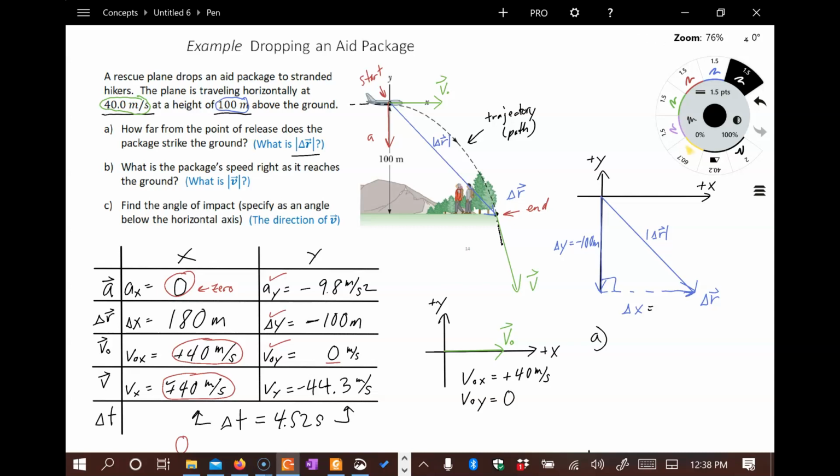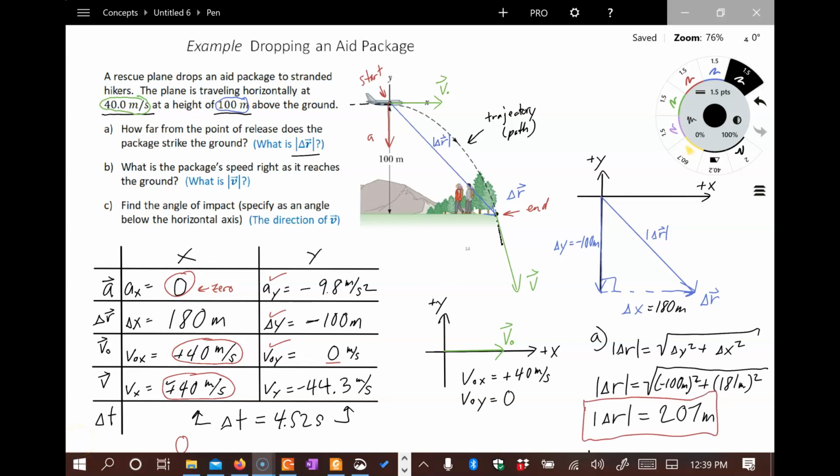We know now that delta x is equal to 180 meters. We want to get the magnitude, so delta r is equal to the Pythagorean theorem of delta y squared plus delta x squared. Now let's plug those numbers in and see what we get. So we plugged our numbers in, and we've figured out that delta r, the distance from start to end, the straight line distance, the magnitude of the displacement vector, is 207 meters. Got that one done.